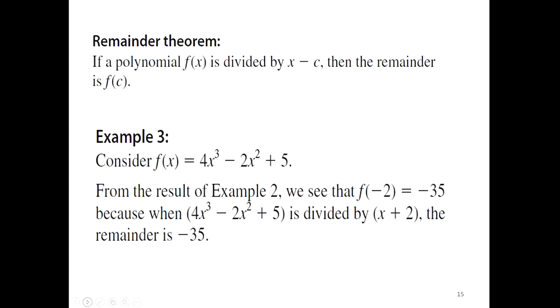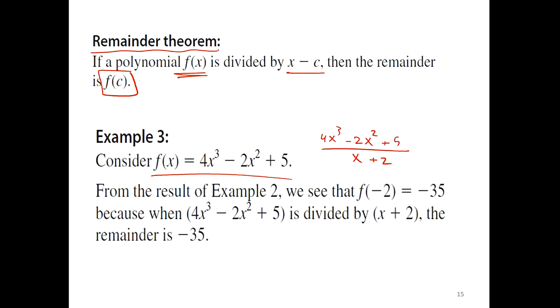Now, we have another theorem, the remainder theorem. If we have a polynomial f of x, and this is divided by x minus c, then we can compute or find the remainder directly by substituting f of c. In the previous example, if f of x equals 4x to the power 3 minus 2x squared plus 5, and we divide it by x plus 2, we can find only the remainder directly by finding f of negative 2.